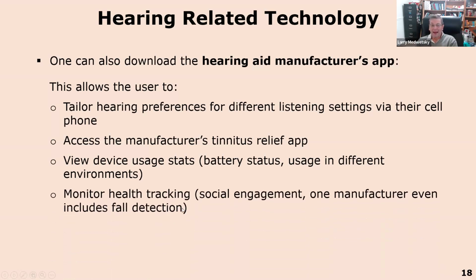It also can, we talked about social engagement, but there's one manufacturer that even includes fall detection with their hearing aid. The person with the hearing aid can designate who they want alerted. So if they were to fall, the hearing aid will pick up the rapid falling motion with sensors in the hearing aid, and then it goes to the cell phone, and the cell phone will send a text to maybe a daughter, a cousin, a doctor even, and they'll be notified that, gee, you've fallen.